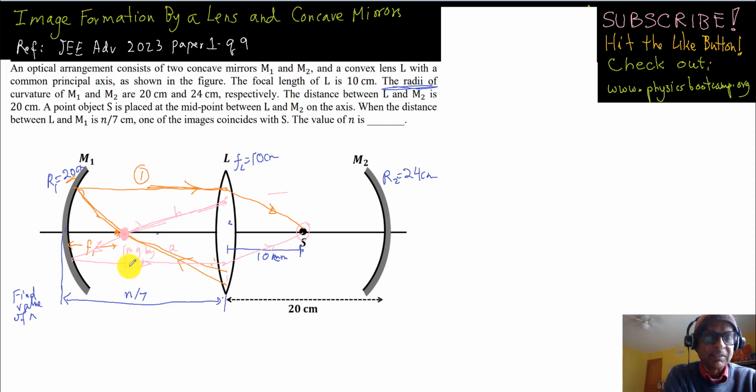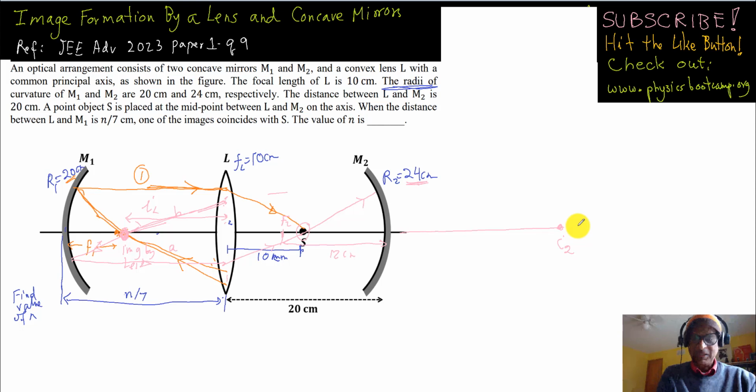So this distance would be the image distance of the lens. Its object, where does it come from? The object comes from reflection from here. So the image in here becomes the object for that. If you look at this, the focal length f for mirror 2 is 12, since this is 24 centimeters. This is 12 centimeters. And so the image of this will be formed somewhere here. So this is the image of mirror 2.